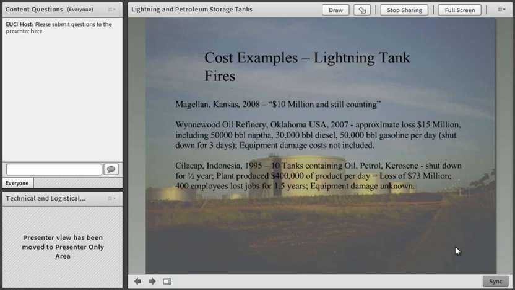In 1995, there was a very large lightning-related tank fire in Indonesia. 10 tanks were affected, and the plant was shut down for about half a year.